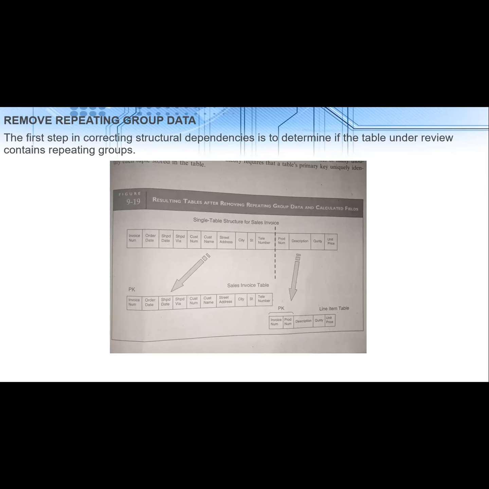You will notice that the primary key of the line item table is a composite key comprising two attributes, invoice number and product number. Keep in mind that this table will contain the transaction details for our example invoice as well as transaction details for the invoices of many thousands of customers. Relational database theory requires that the table primary key uniquely identify each tuple stored in the table.